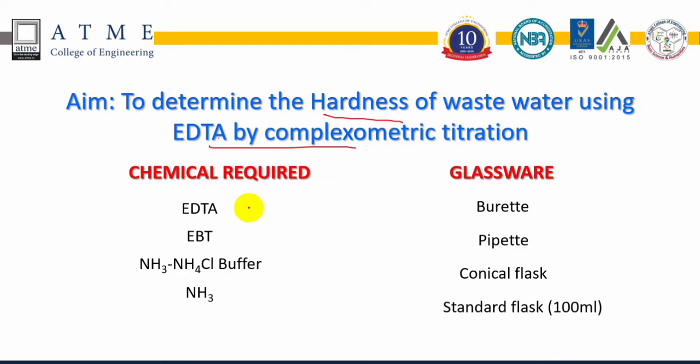The chemicals required are EDTA, which is ethylenediaminetetraacetic acid; EBT, eriochrome black T indicator; and ammonia buffer. The glasswares are burette, pipette, conical flask, and volumetric flask.